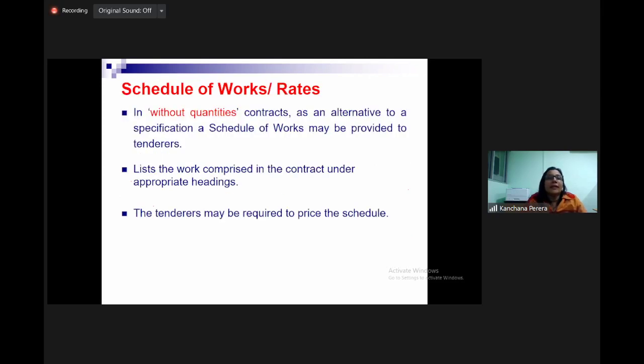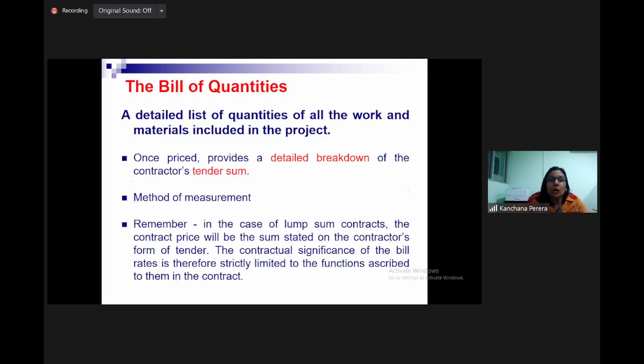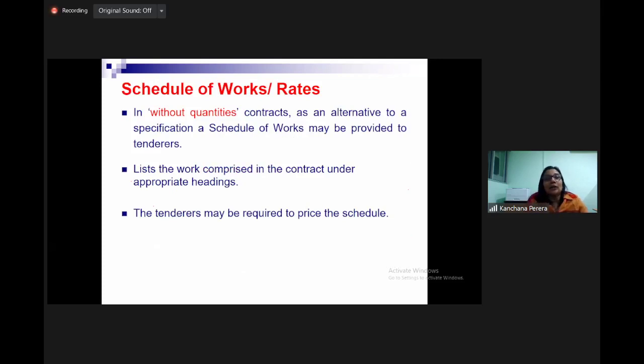Right. Then there are schedules of works. Sometimes no BOQ, but a schedule of rates without quantities. BOQ format we use, but no quantities. Rates are taken. Right? List the work comprising the contract under appropriate headings. Tenderers may be required to price the schedule. Okay? Then quantity risk will be transferred to whom?